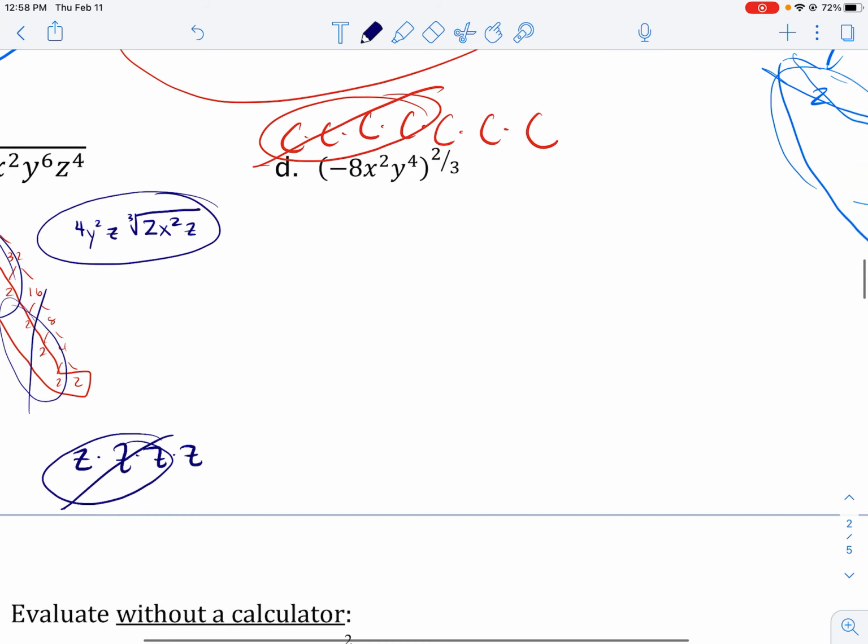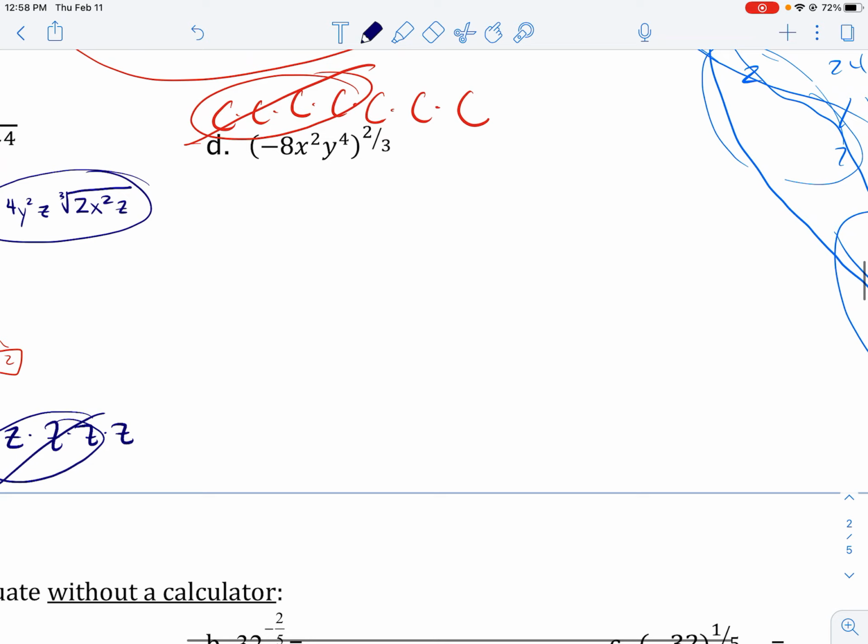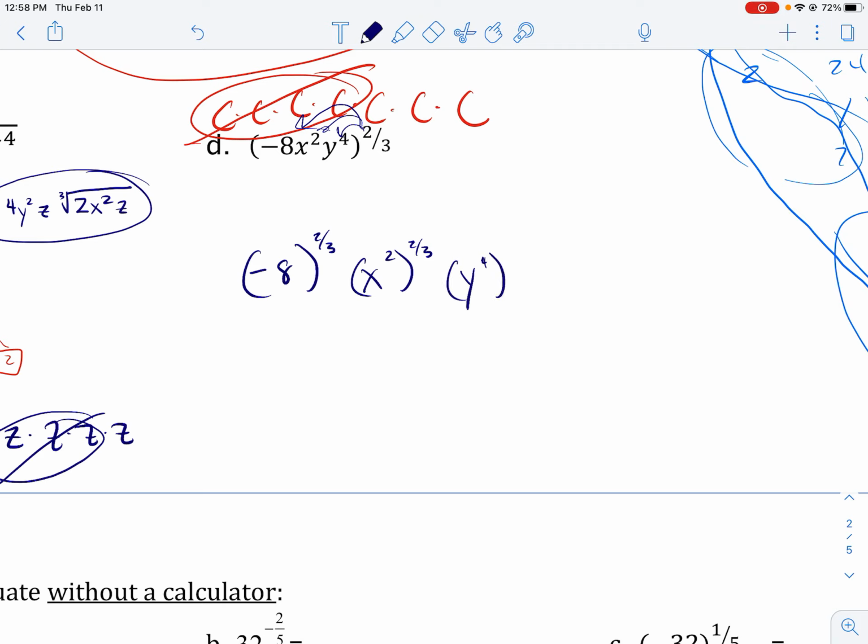Okay, and finally, this last one. The easiest method for this would be to first multiply that 2 to all of these exponents. So let's go ahead and do that. So we're going to have negative 8 raised to the 2/3 power. We're going to have x squared raised to the 2/3 power. And then we got y to the 4th raised to the 2/3 power.